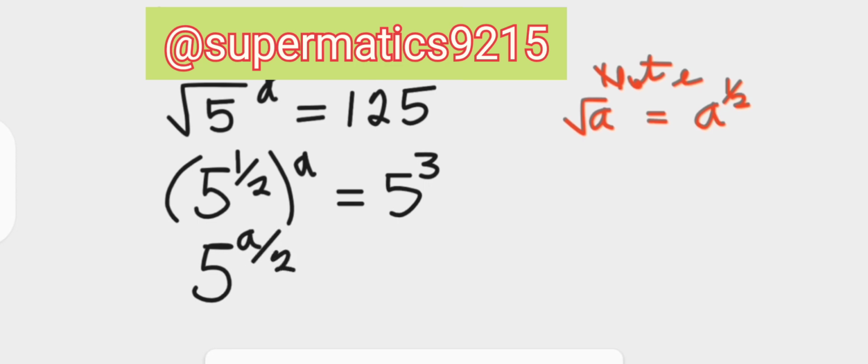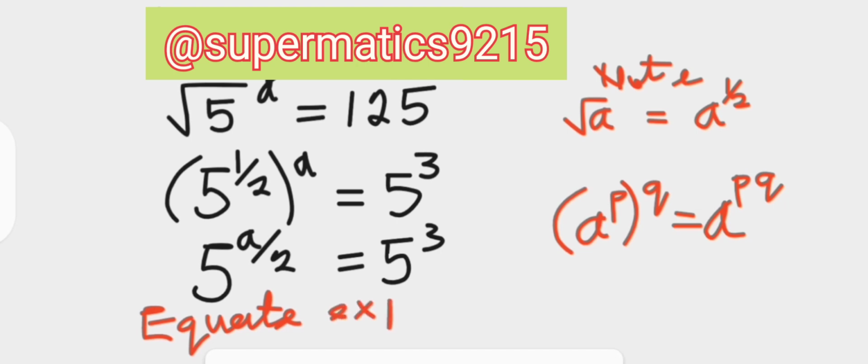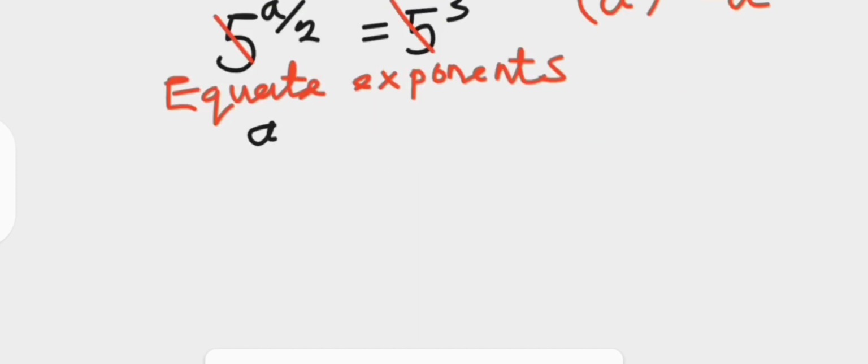And that is because when we have a raised to power p, then raised to power q, it can be expressed as a raised to power p times q. So the same thing we did here, 5 raised to power half, and the exponent half times the exponent a gives a over 2. So 5 raised to power a over 2 is equal to 5 raised to power 3. At this point, since the bases are equal, they can cancel out, and we equate the exponents. This means that we have a over 2 equal to 3. Then when we multiply both sides by 2, a is equal to 6.